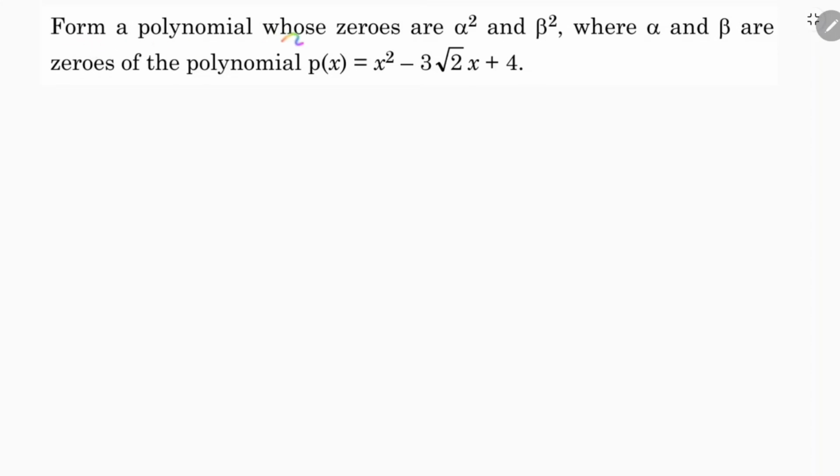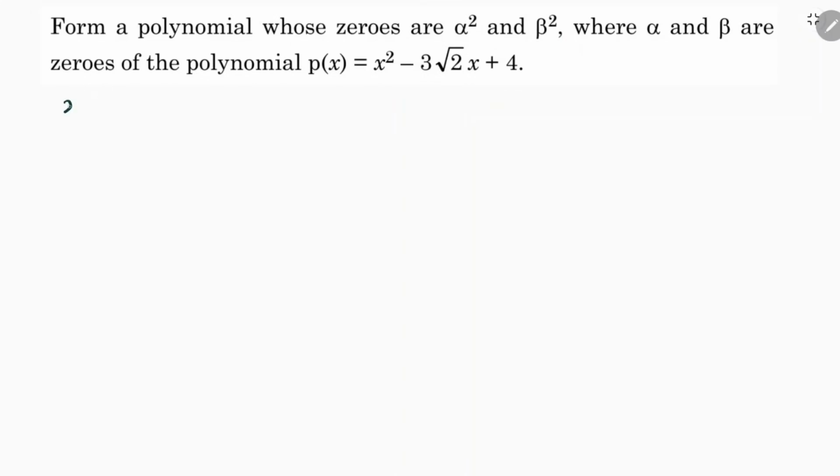Form a polynomial whose zeros are alpha squared and beta squared, where alpha and beta are the zeros of the polynomial p(x) = x² - 3√2x + 4. What I'll do is first find the zeros of this polynomial, which are alpha and beta. Then I'll square them to get the values of alpha squared and beta squared. Those are the new zeros, and then I'll find the polynomial.